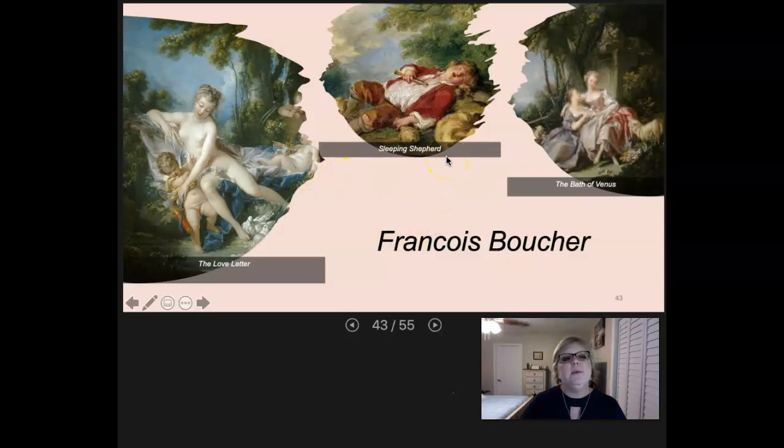This one's called Sleeping Shepherd. Again, remember there was a focus on nature too, right? During this time period, so a lot of these you'll see out in nature. And this one is not the Bath of Venus. All right, we'll have to find one of those. That is definitely not the Bath of Venus.